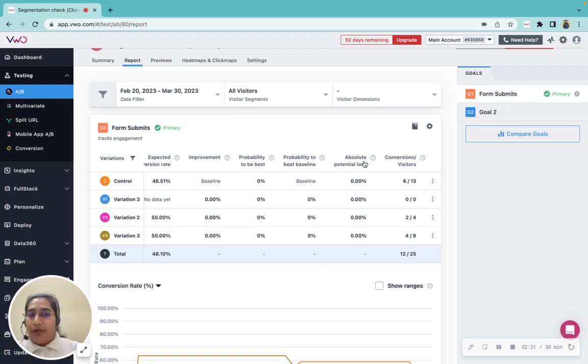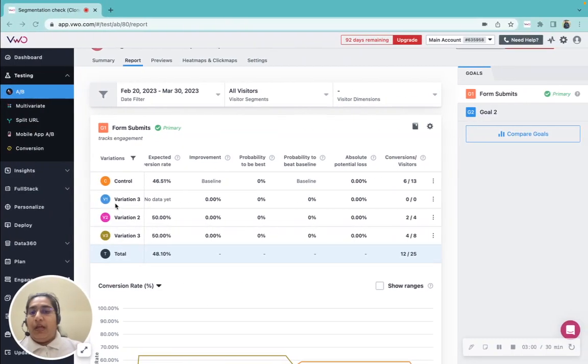That's when absolute potential loss comes into the scenario. Absolute potential loss is basically the risk factor that you might encounter when deploying such variations. So the greater the probability to beat the baseline and the lower the absolute potential loss value, you can consider that specific variation to be deployed in terms of smart decision. To identify a smart decision, you will see a thumbs up icon with a deploy icon.